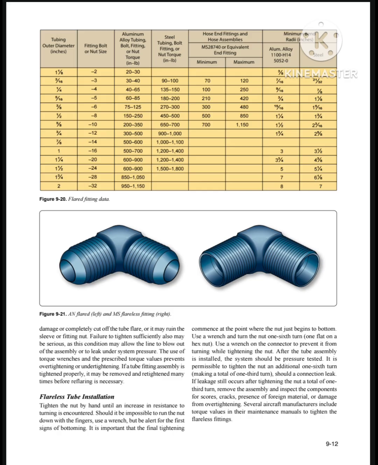Flareless tube installation: tighten the nut by hand until an increase in resistance to turning is encountered. Should it be impossible to feel the first signs of bottoming, it is important that the final tightening commences at the point where the nut just begins to bottom. Use a wrench and turn the nut 1/6 turn, one flat on a hex nut. Use a wrench on the connector to prevent it from turning while tightening the nut. After the tube assembly is installed, the system should be pressure tested. It is permissible to tighten the nut an additional 1/6 turn.